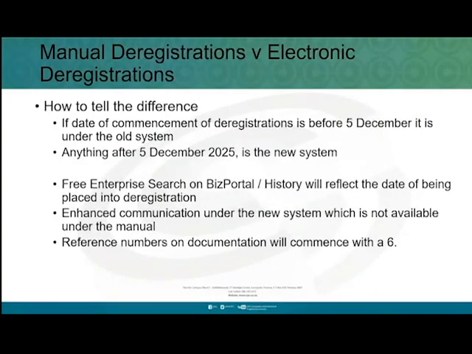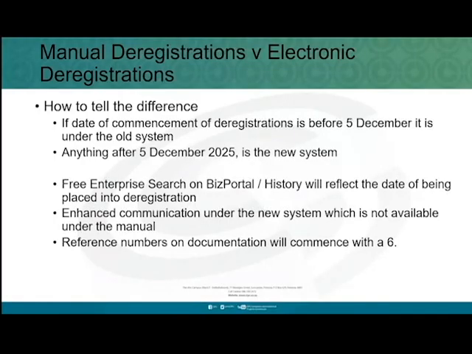You can also check that under free enterprise search on the BIS portal. If you look at the history, it will reflect the date when the deregistration started. If you have started receiving all this communication as a director and as a filer, such as thank you for submitting your application, here's your reference, here's your deregistration notification, then immediately you know it's a new system. The old system does not have those communication structures. So immediately if you start seeing communication going about, you know you're under the new system.